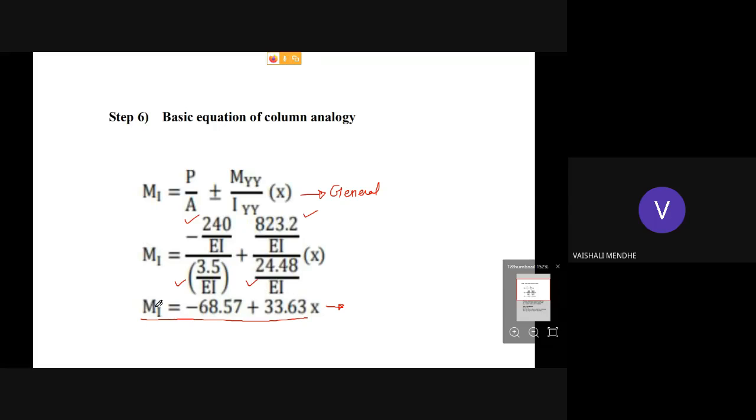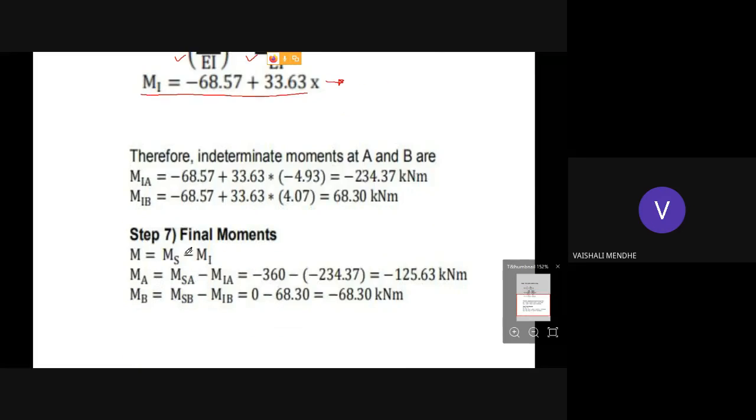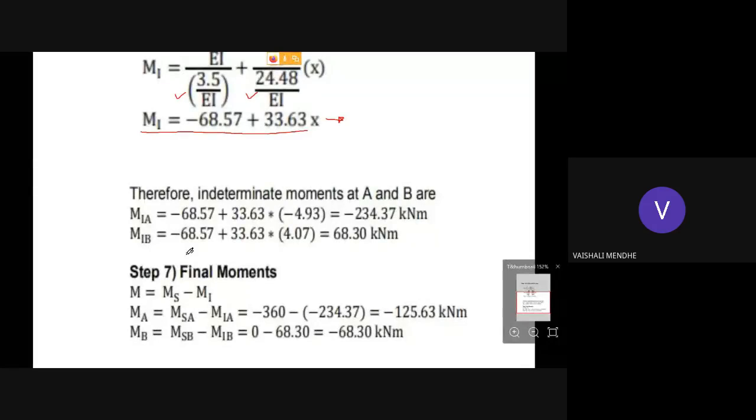in indeterminate moment. Now to find out the value of MIA and MIB, we have to put the value of x in the equation. So that we will see. Therefore the indeterminate moments at A and B are: here we have to put the value of x. So you just concentrate on how to put the value of x here. Here I will plot the analogous column section. The analogous column section we have already plotted, so you can take the reference of that.